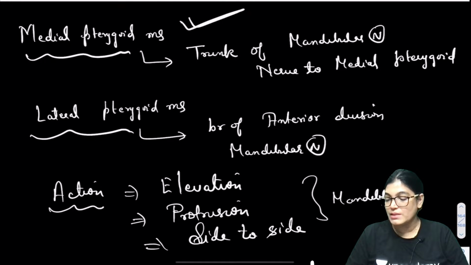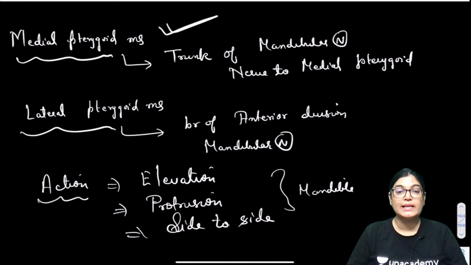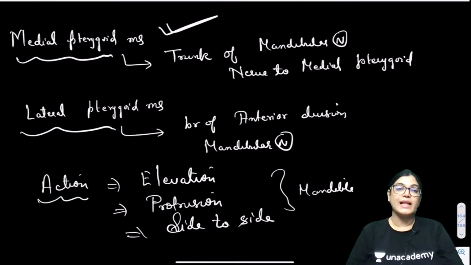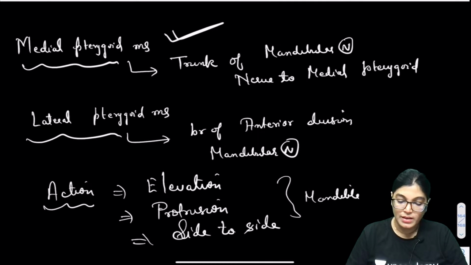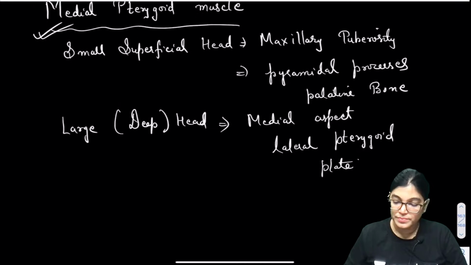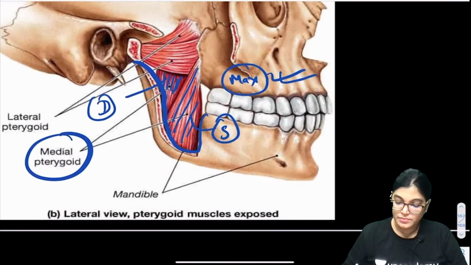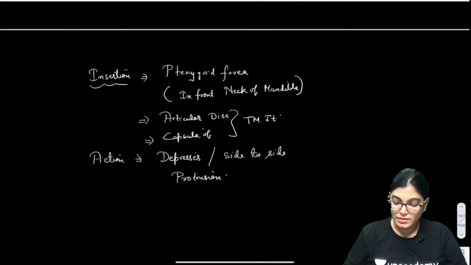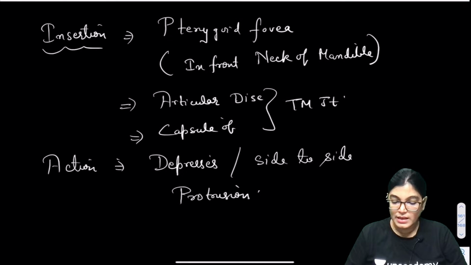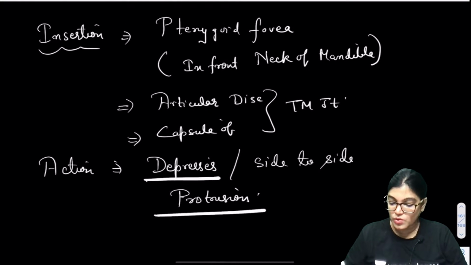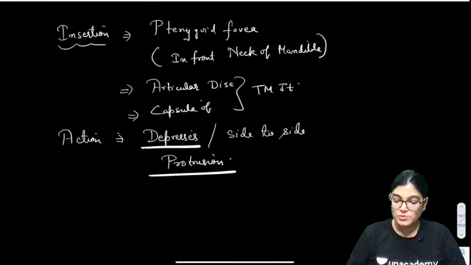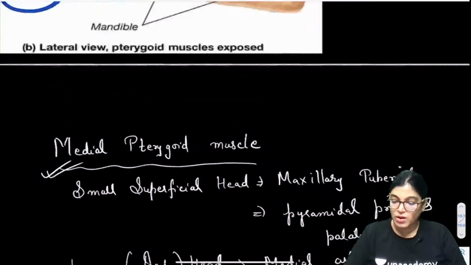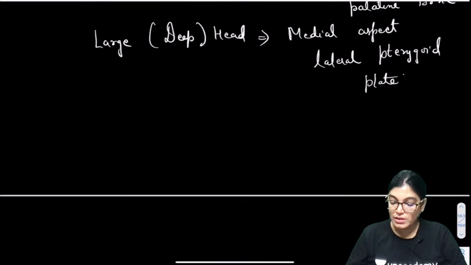Actually all the muscles cause elevation of the mandible except one, the lateral pterygoid. Lateral pterygoid muscle causes depression of mandible. I think I have written that fact also. See here, the lateral pterygoid muscle is the only one causing depression of the mandible. So with this we have finished the action, origin and insertion of all the muscles of mastication: medial, lateral, masseter and temporalis.